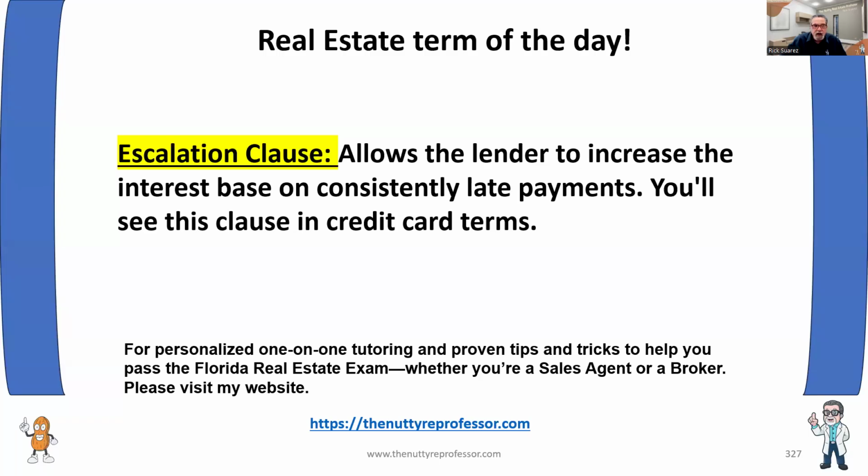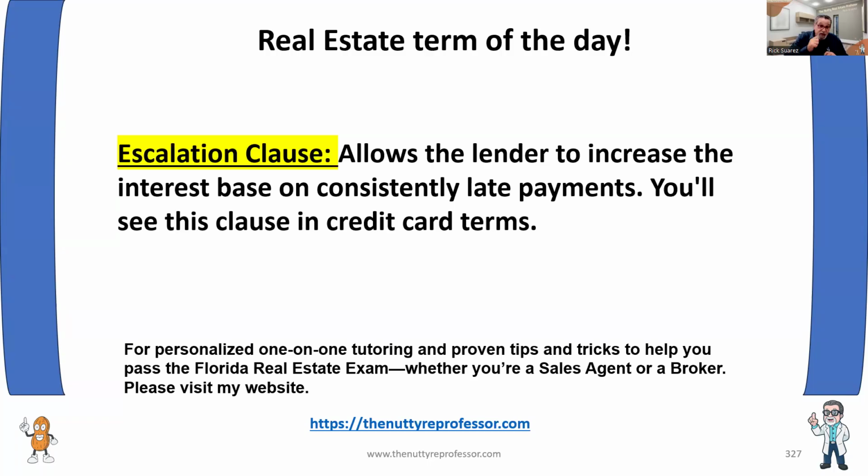Of the day: escalation clause. An escalation clause allows the lender to increase the interest rate based on late payments, right? This is usually seen a lot on credit cards and not so much in a mortgage, right?